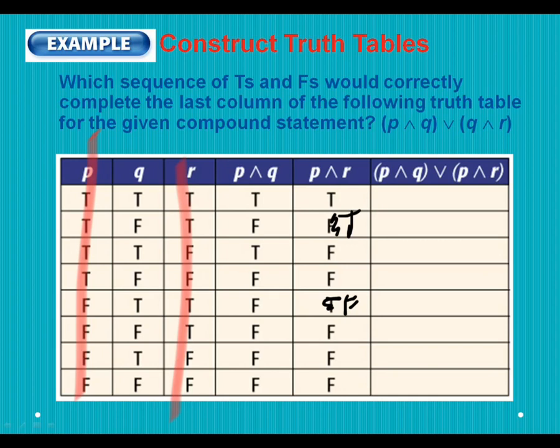So now let's say we have a really kind of complex compound statement here. This says P and Q or P and R. So now I need to move on to looking at these two columns. Now this says the word or, right? So either this one has to be true or this one has to be true for the whole thing to be true. So let's look at these.